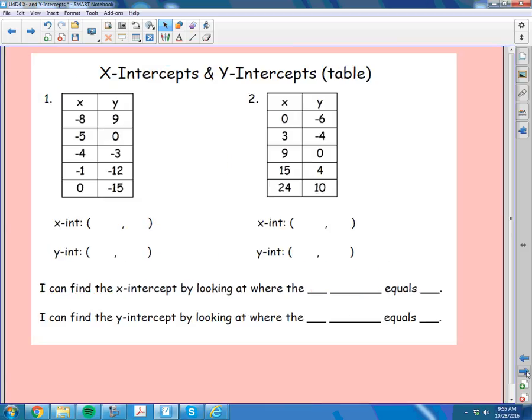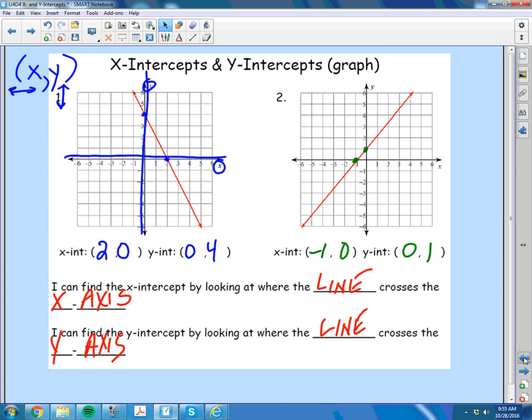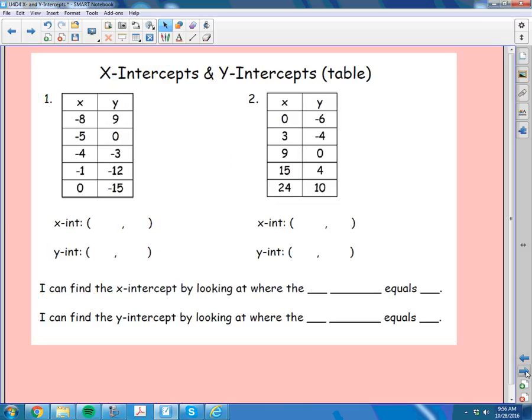Cool. Let's go into a little bit. Okay, let's back up. What do you notice about both x-intercepts in this example? The y value is 0 for the x-intercept. So when you're looking for the x-intercept on a table, you will be looking for where the y value is 0, and that is your x-intercept.